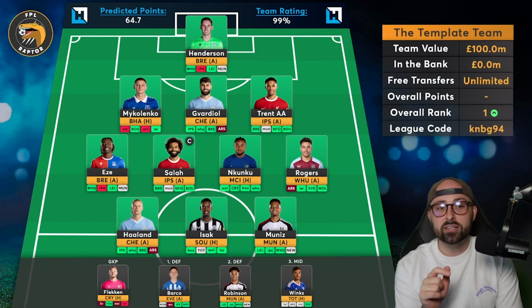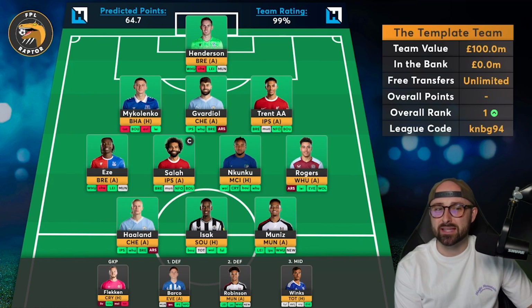So I don't look at this as unbeatable. I don't look at this template and go, this is a bit of an issue because there's no way that this doesn't get outperformed by more differential managers. So it doesn't worry me too much. But on the flip side, I looked at this and I was like, actually, that is a very strong team.